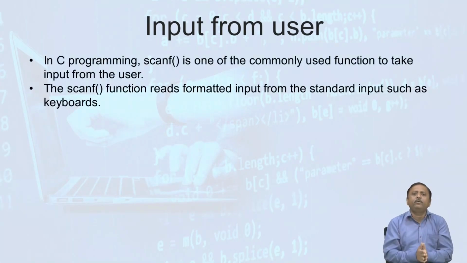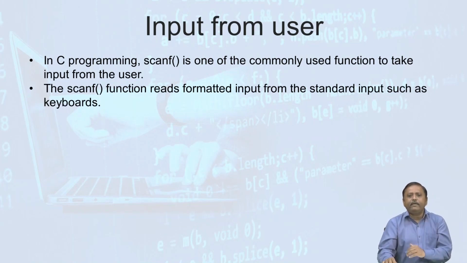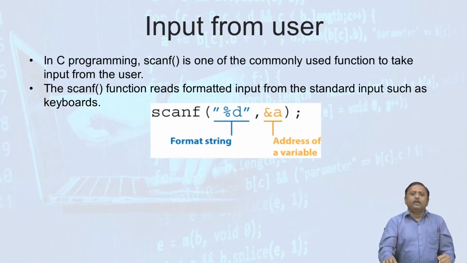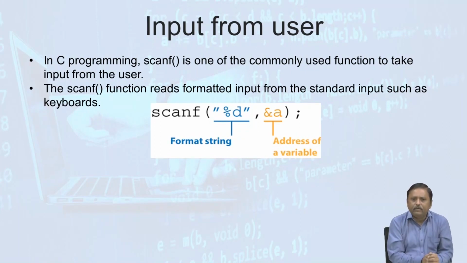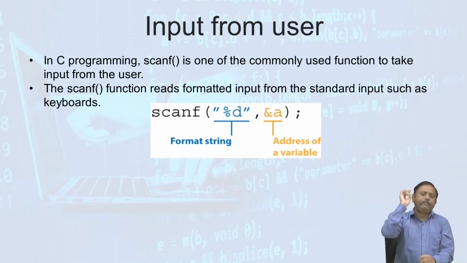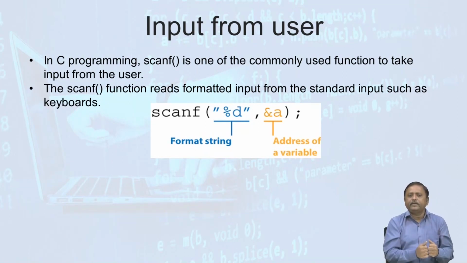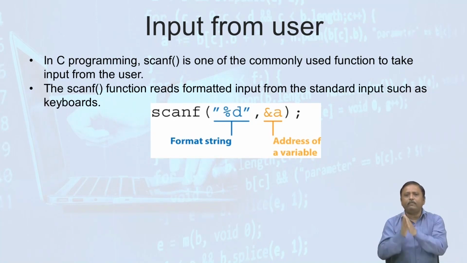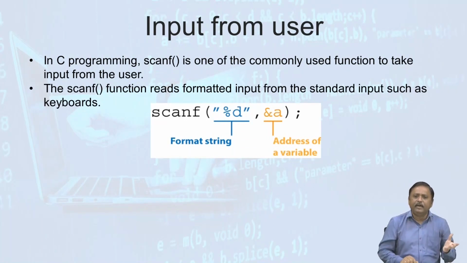Now how to get input from the user? In C programming, as we discussed earlier, scanf is one of the commonly used functions to take input from the user. The scanf function reads formatted input from the standard input such as the keyboard. So what is the meaning of scanf? First we specify the format string and second is the address of the variable. If we write %d, it means I want to read an integer. But suppose I write %f, it means I want to read a float value. That means a number with decimal places, right?